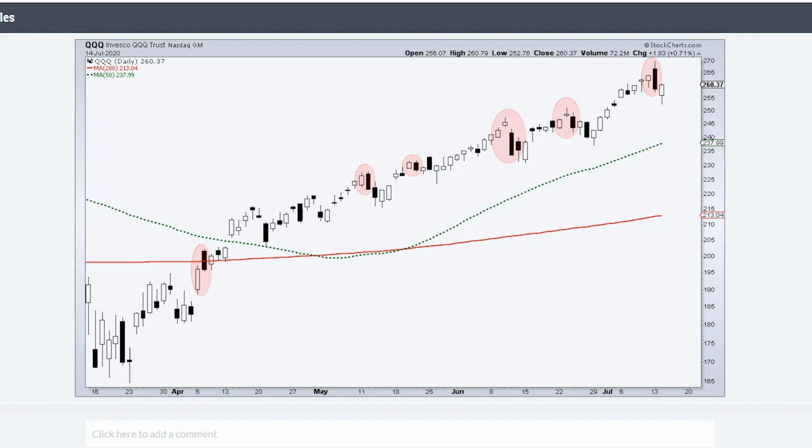Now, before we look at these Bollinger Band contractions, I want to focus on QQQ and a slew of bearish candlestick reversal patterns that formed in April, May, June, and now July. And so far, not one of them has led to much weakness. And what basically is happening is the bigger uptrend is prevailing.